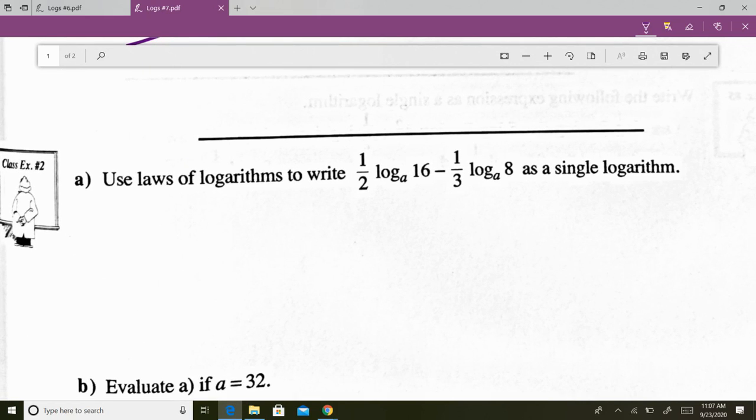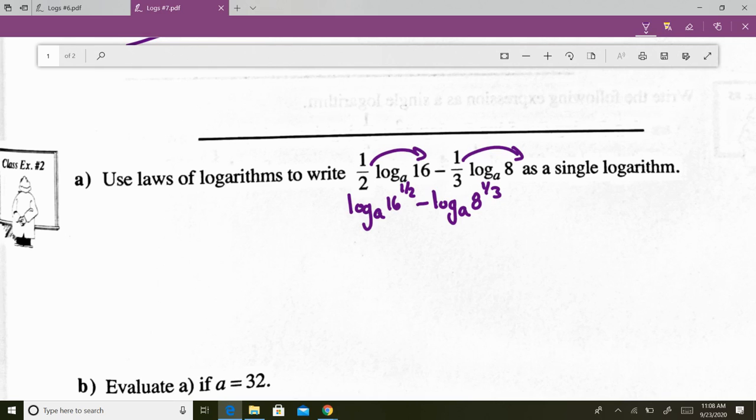Use the laws of logarithms to write 1/2 log a 16 minus 1/3 log a 8 as a single logarithm. So the first thing you check is, are the bases the same? Yes, they're both a. Even though it's a variable, they're the same. To combine these, you need to get rid of the number in front. You can't combine them if they have a number in front. So we're going to use our power law and move those up, which is going to give us log a 16 to the power of 1/2 minus log a 8 to the power of 1/3.